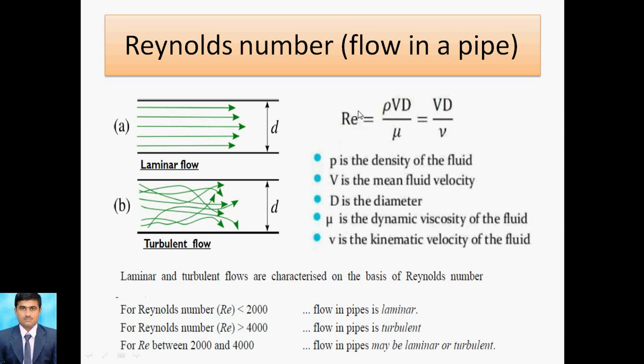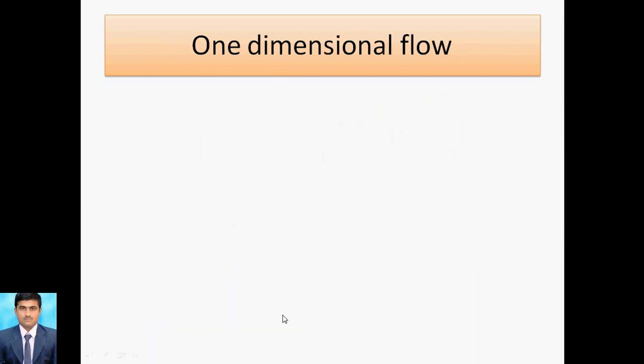But instead of that, we can find out the Reynolds number, and then we directly get the information about the type of flow, that is, laminar or turbulent. Okay, now next, that is one dimensional flow.